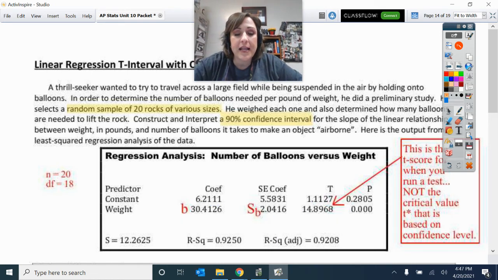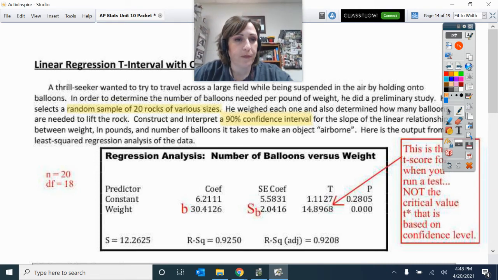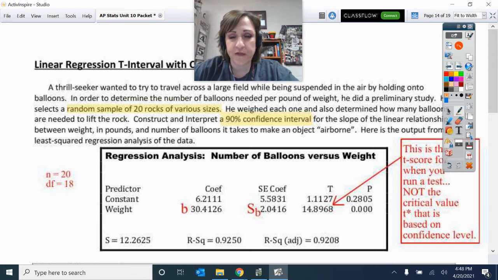All right, let's do our final way of getting an interval. It is with the computer printout. So here we go. Thrill Seeker wanted to travel across the large field while being suspended in the air by holding onto balloons. This is making me think of Up. I should have put a visual aid there of the characters, the kids from Up. In order to determine the number of balloons needed per pound of weight, he did a preliminary study. He selected a random sample of 20 various sized rocks.